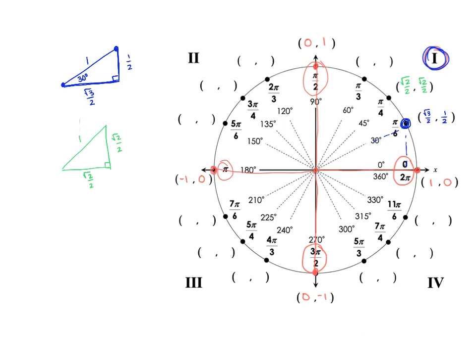Okay. For our 60-degree angle, again, radius is 1. Our y value is the square root of 3 over 2, and our x value, we're looking at this point, is 1/2. 1/2, square root of 3 over 2.